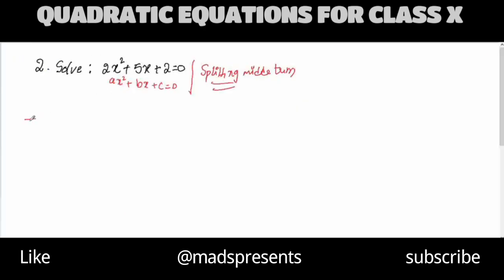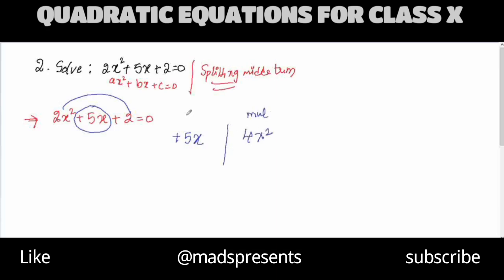Now consider this equation 2x square plus 5x plus 2 is equal to 0. So this equation is in order. Then plus 5x is my middle term, so I need to split plus 5x. I need to split 5x so that when I multiply, I get 2 into 2, which is 4x square. So I need to get 4x square. This is the case to multiply, and this is the case to add or subtract. Your wish, add or subtract.